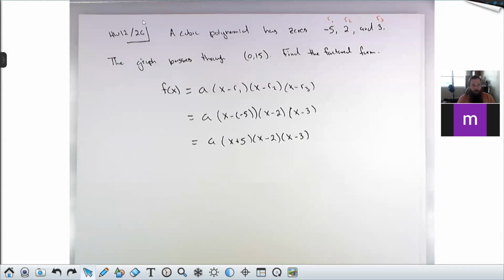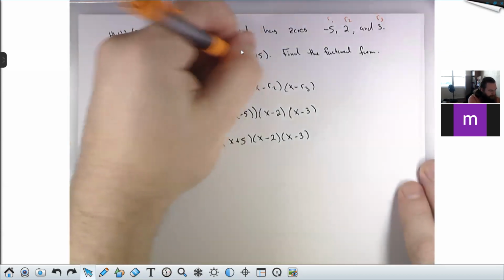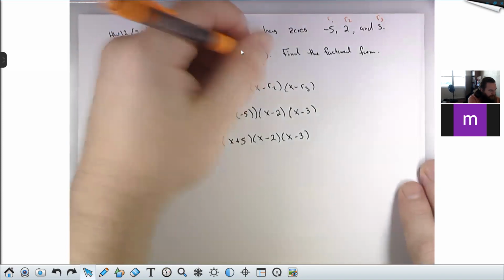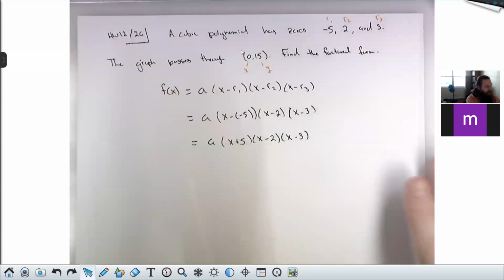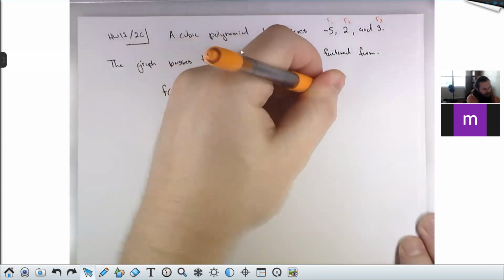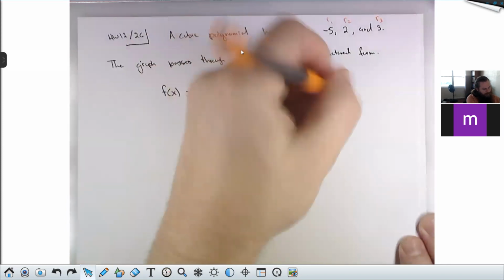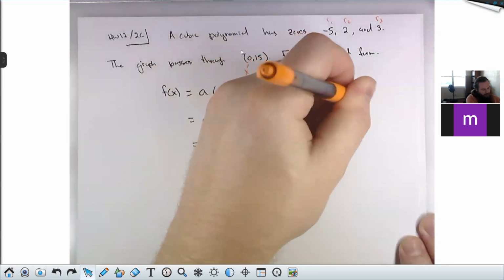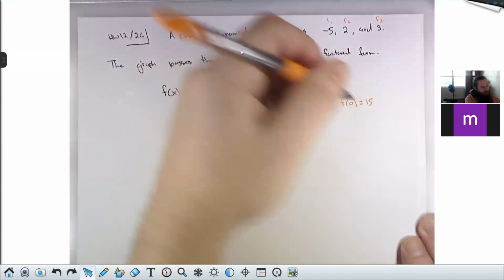Now what they haven't told me here is the lead coefficient, a. I have no idea what this constant is. But they did give me one other piece of information. They told me that the graph passes through the point (0, 15). This means that when x is equal to 0, f of x is equal to 15, or y is equal to 15. In other words, they've told me here that f of 0 is equal to 15.